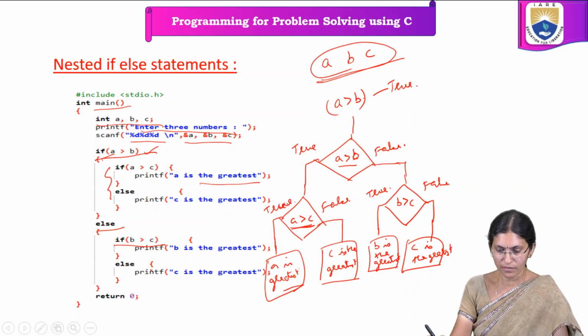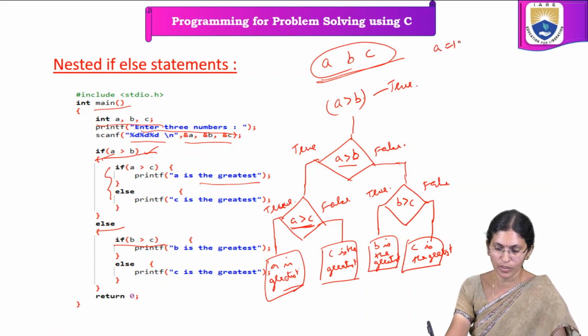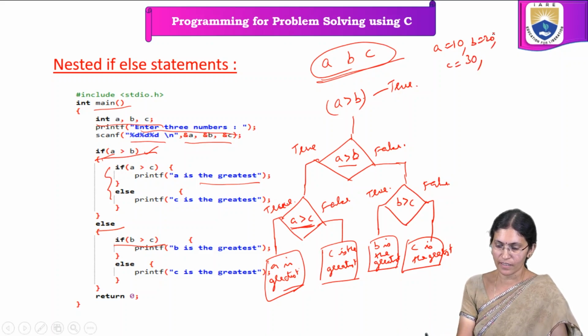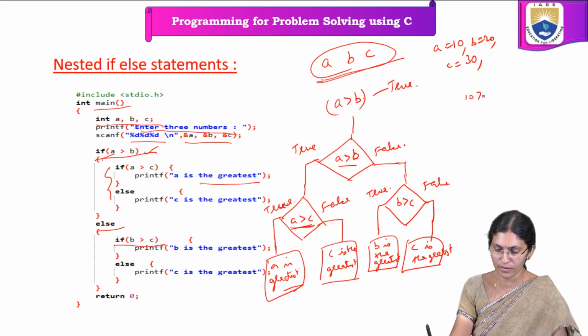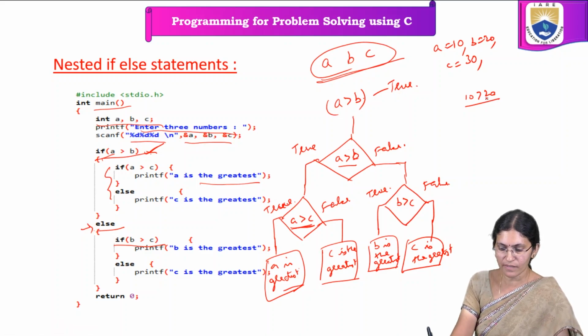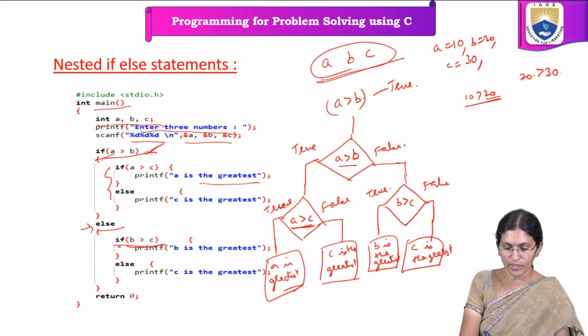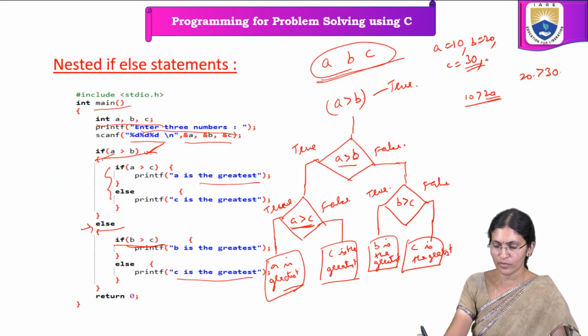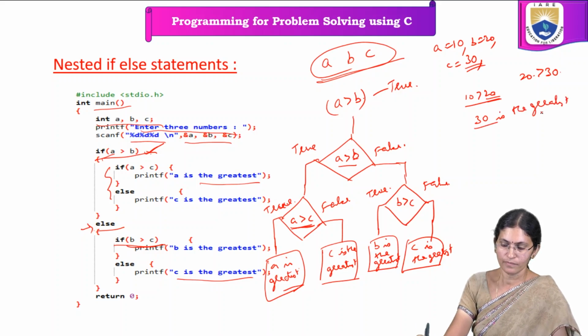So here let us see. Suppose the inputs given are A is equal to 10, B is equal to 20 and C is equal to 30. In this case, first it will check whether 10 is greater than 20. This condition is false. So 10 is not greater than 20, so it will go to the else block. Here in the else block, it will check whether B is greater than C, whether 20 is greater than 30. This condition is also false. Therefore it will go to the else block here and it will print C is the greatest. So that is the answer. 30 is the greatest of all.